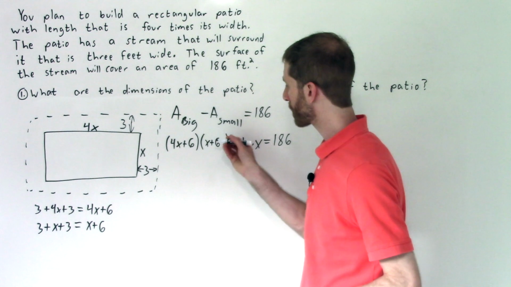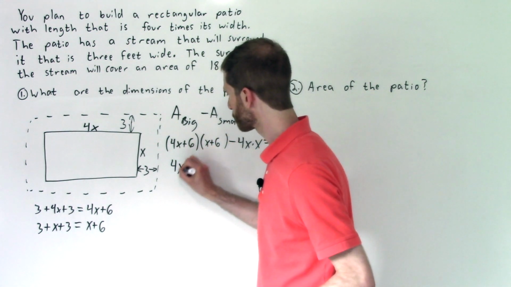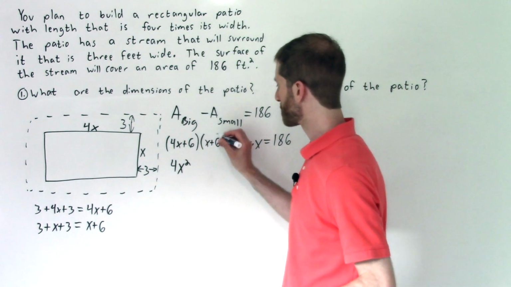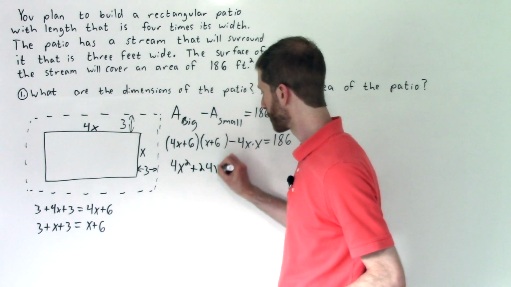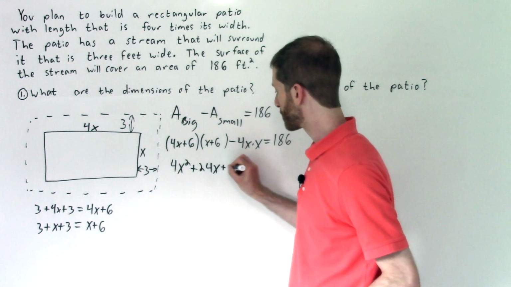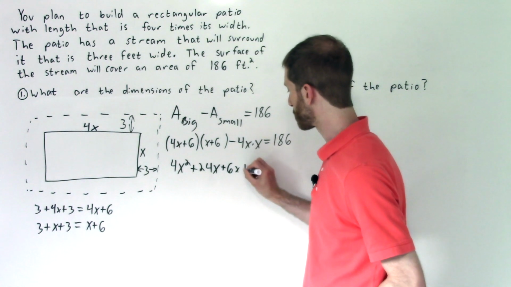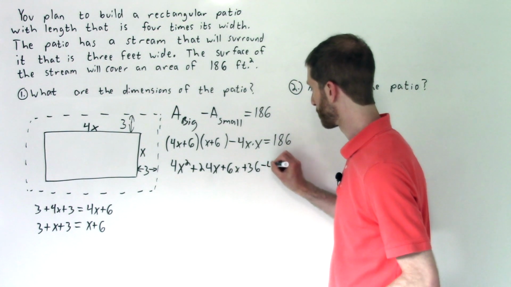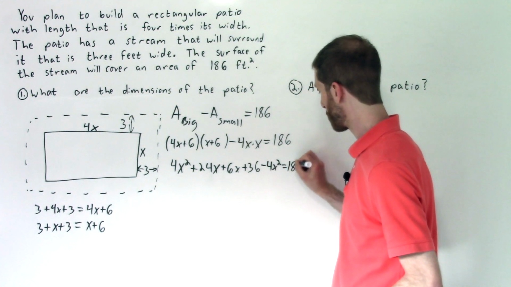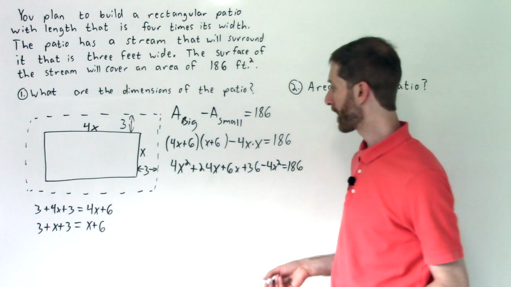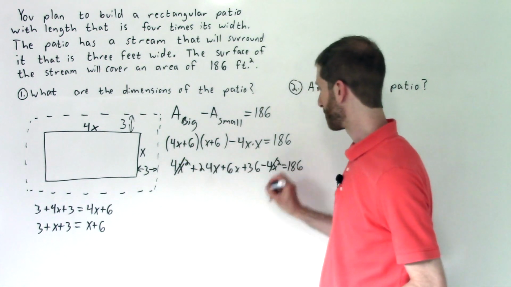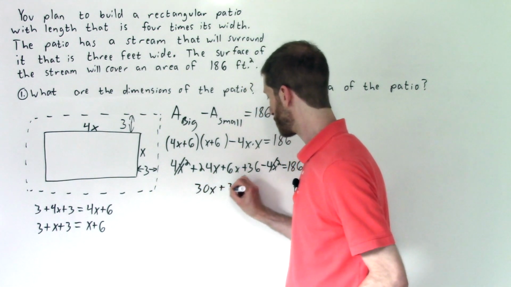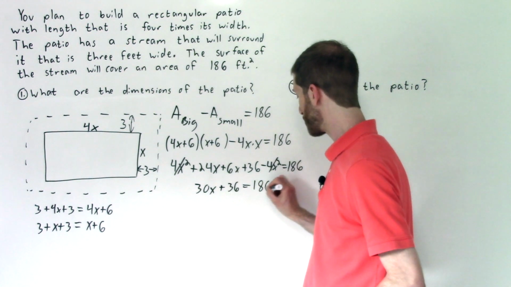So I'm going to FOIL. 4x times x is 4x squared. If you're having foiling trouble, go back to my FOIL videos, please. 4x times positive 6 is plus 24x. 6 and x multiplied is 6x. 6 times 6 is plus 36. And then minus 4x times x is going to be minus 4x squared. Let's see where this leads. So let's combine some like terms because we can. The 4x squareds cancel out. 24x and 6x is 30x. Plus 36 is equal to 186.